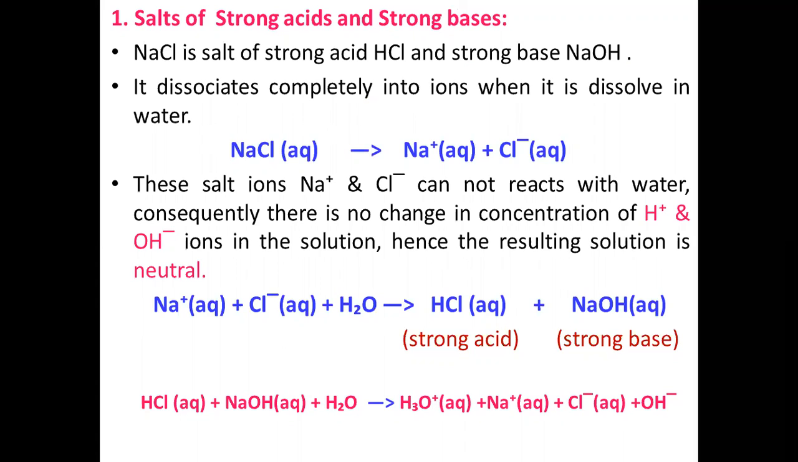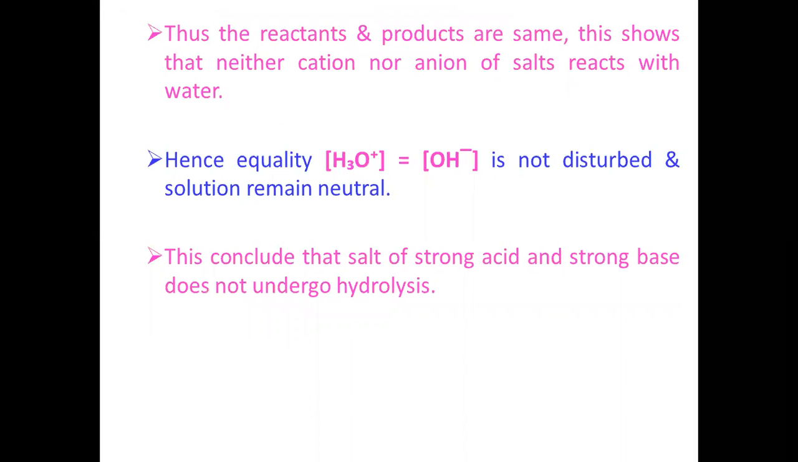Whenever NaCl undergoes ionization, as we know, it forms Na plus and Cl minus ions, and if these Na plus and Cl minus ions react with the water, they produce strong acid HCl and strong base NaOH. And as we know, these strong acids and strong bases don't remain in the form of HCl and NaOH. They easily undergo ionization because they are strong electrolytes, so they immediately convert into Na plus and Cl minus ions. So in this way, we can say no hydrolysis takes place. The concentration of hydronium ions and the concentration of OH minus ions is not disturbed, and the solution remains neutral.